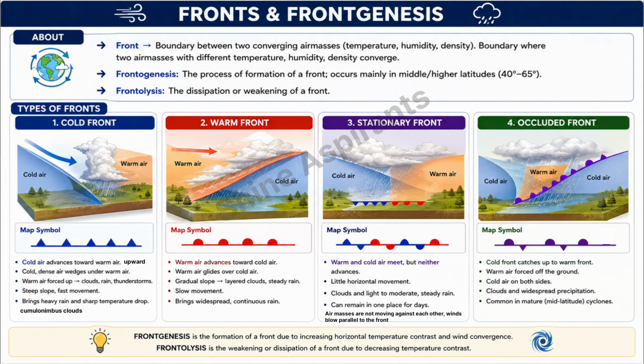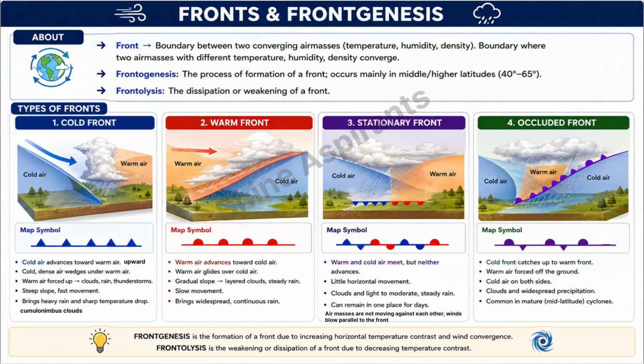Fronts and frontogenesis. Front: boundary between two converging air masses with different temperature, humidity, and density. Frontogenesis, the process of formation of a front, occurs mainly in middle and higher latitudes, 40 degrees to 65 degrees. Frontolysis, the dissipation or weakening of a front.